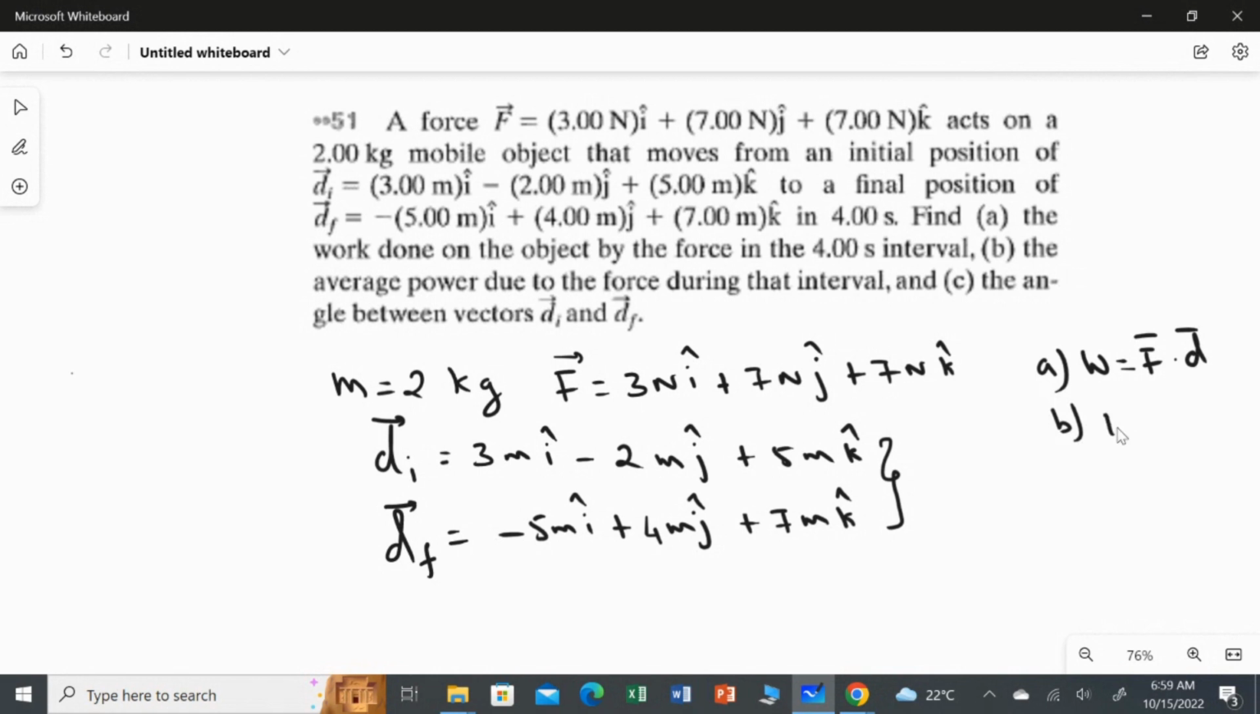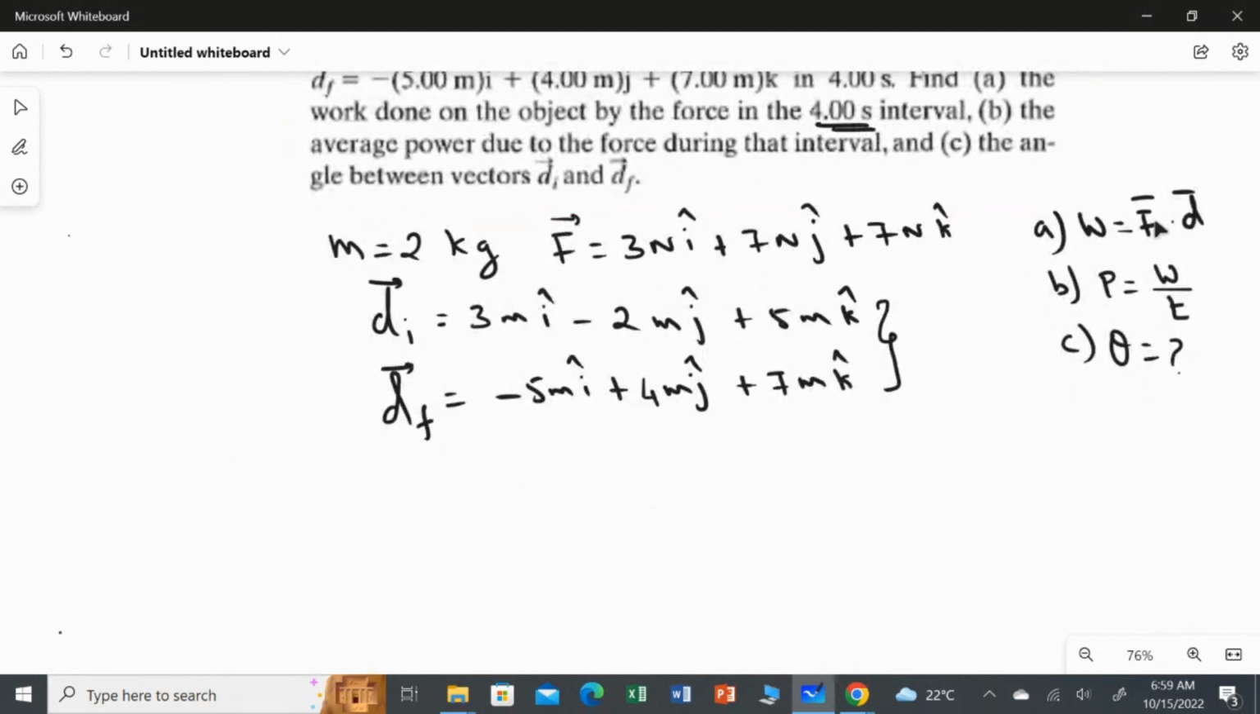And then for the second part, we are going to find the value of power. So what's the power? Power is equal to work over time. Once you know the answer for the first question, divide that value by 4, because they give the time interval as 4 seconds. So you'll get the answer. The second part is the power for this interval. And what is the third part? We are going to find the angle theta. So we just go one by one. By that, we will get clear information.